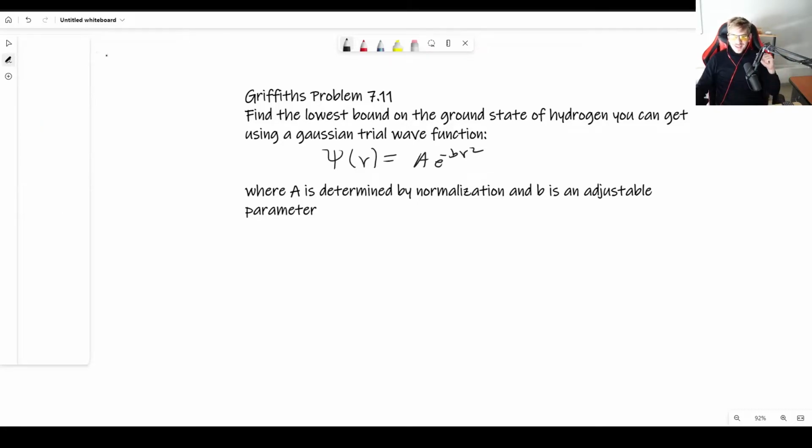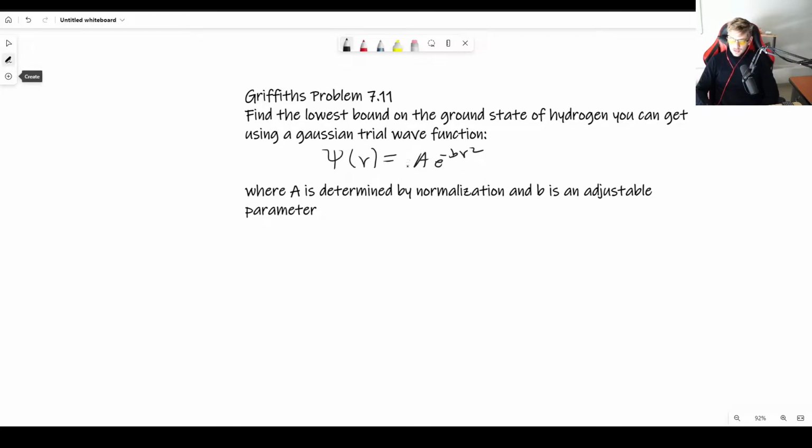Welcome! In this video, I'll show you how to solve Griffiths problem 7.11 as it appears in the third edition of the book's Introduction to Quantum Mechanics. Now, this problem asks us to do the following. It says, find the lowest bound on the ground state of hydrogen you can get using a Gaussian trial wave function. And of course, that sort of wave function is precisely what we have here.